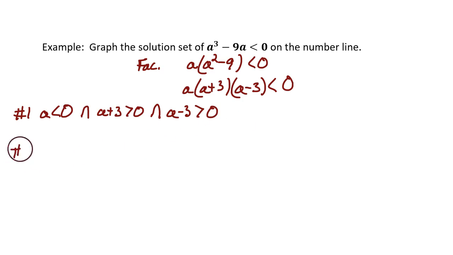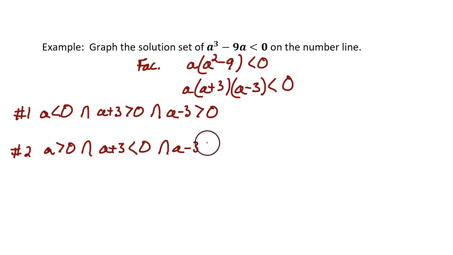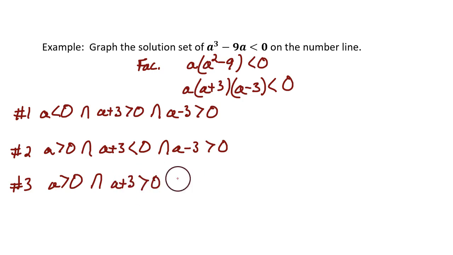Situation number two. Maybe the first factor is positive and the second factor is negative and the third factor is positive. If so, there would be an odd number of negative factors. Situation number three. Maybe the first factor is positive and the second factor is positive and the third factor is negative.